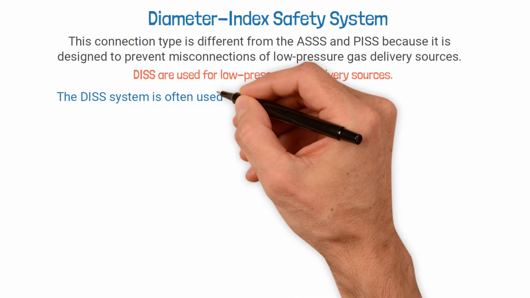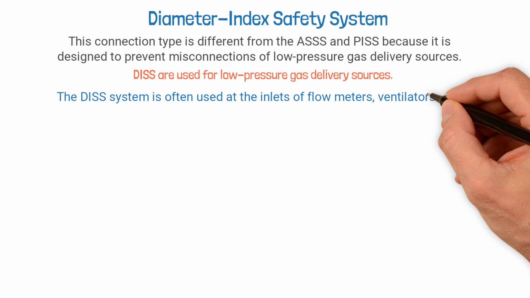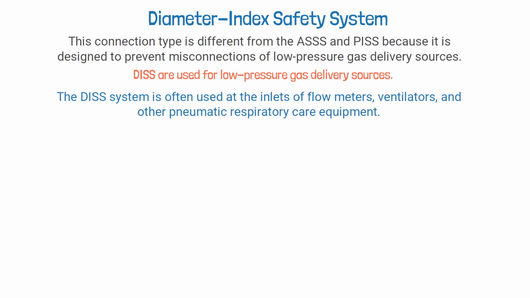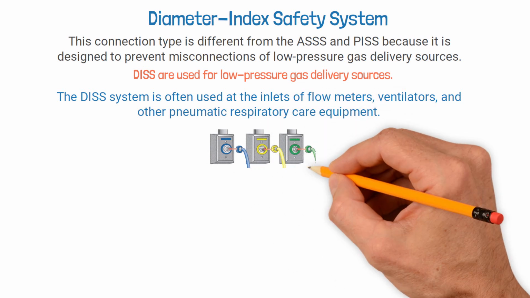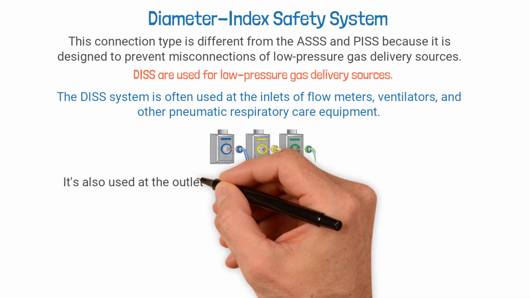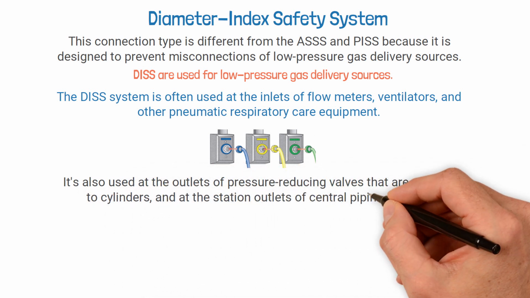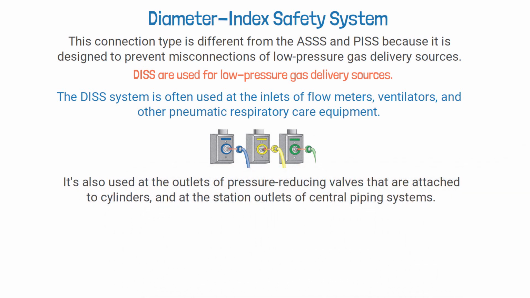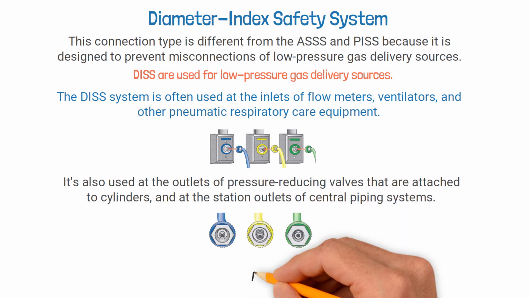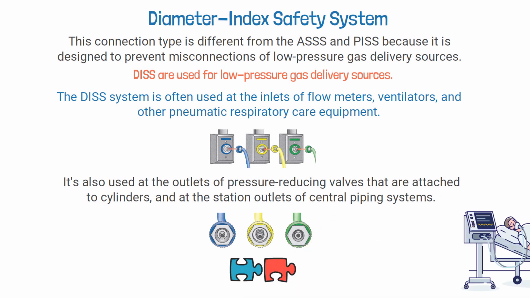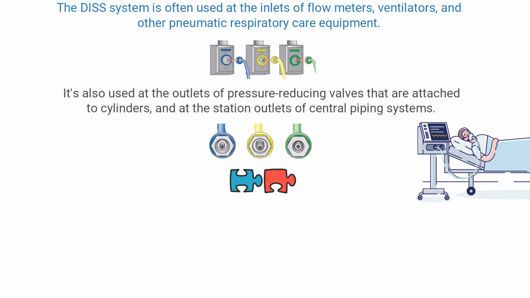The DISS is often used at the inlets of flow meters, ventilators, and other pneumatic respiratory care equipment. It's also used at the outlets of pressure-reducing valves that are attached to cylinders, and at the station outlets of central piping systems. This system uses unique external threading, which also makes misconnections very difficult so that the incorrect gas is not delivered to the wrong patient.